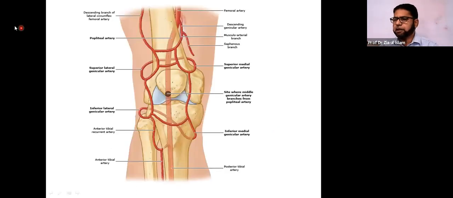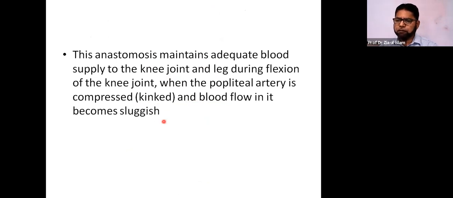The anastomosis forms like this: here you see the superior medial genicular and the superior lateral genicular, the inferior medial genicular, here the inferior lateral genicular, and a middle genicular. These genicular arteries join with the tibial and femoral, with the lateral circumflex, and they form an anastomotic network around the knee joint. The advantage is that during flexion there is a compromise of the blood flow, and these anastomoses provide extra sources of blood. So these are very important blood supply to the knee joint area, and they provide adequate blood supply to the leg during flexion, because the popliteal artery can kink, as it lies in the popliteal fossa.